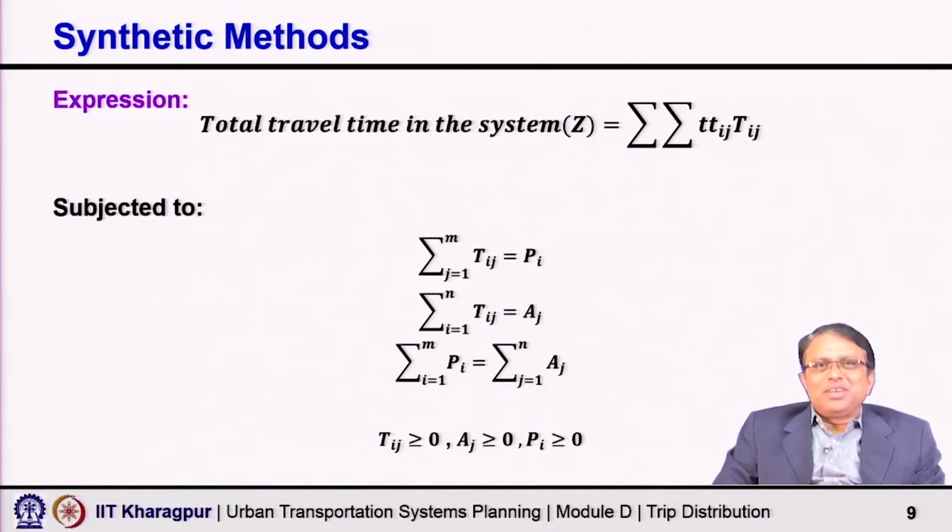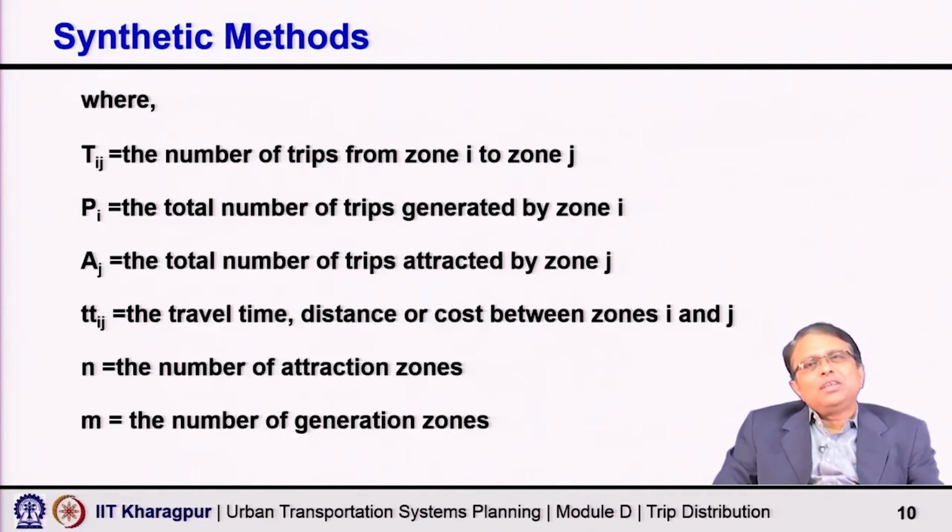That is what we should try to optimize, and we must satisfy all these constraints: production constraints, attraction constraints, and then total number of productions for all the zones must be equal to total number of attractions from all the zones, and then the non-negativity constraint, like T_ij can be only 0 or positive, attractions to each zone could be 0 or positive, production also could be 0 or positive. Now, let us take an example.